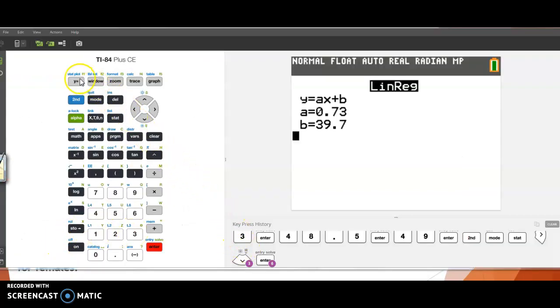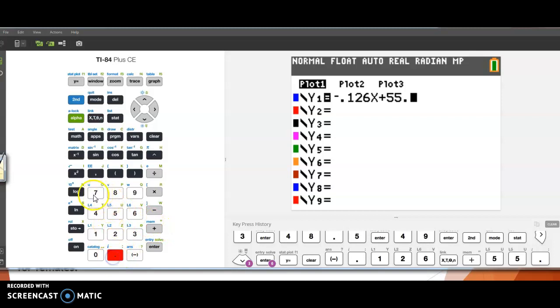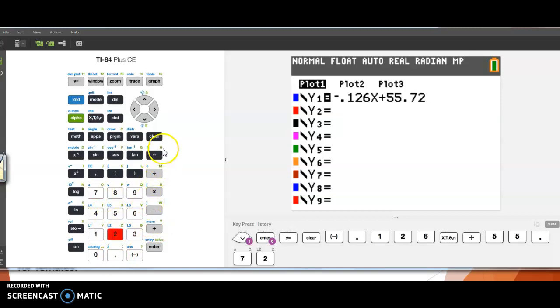So on my graphing calculator, I'm going into y equals, and I'll clear out what I previously had in here. And so I'm going to be typing what I had found for the males. So I had negative 0.126x plus 55.72. And then for the females, I had found 0.73x plus 39.7.